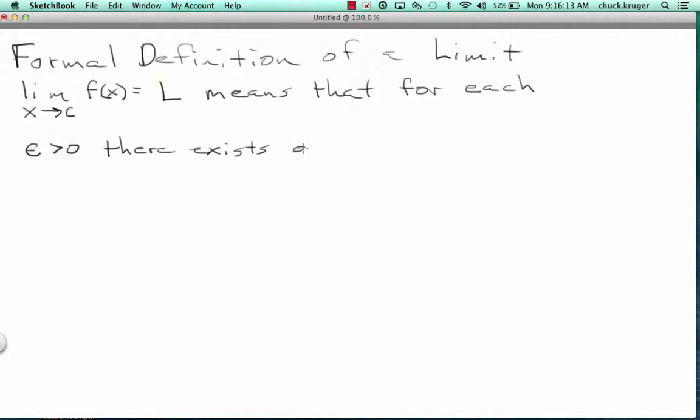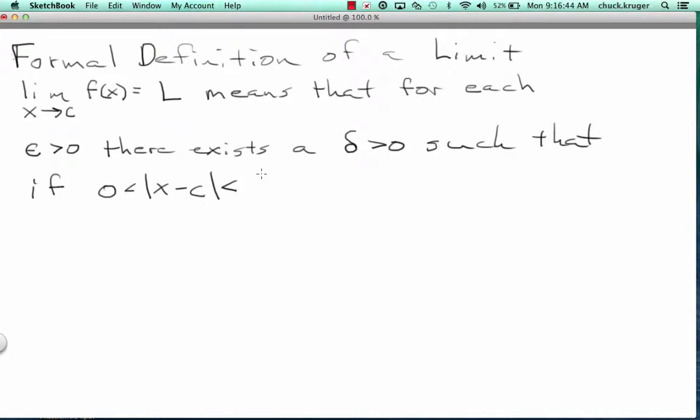a delta, and delta is kind of a fancy D, greater than 0, such that if zero is less than the absolute value of x minus c is less than delta, then the absolute value of f of x minus the limit is less than epsilon.